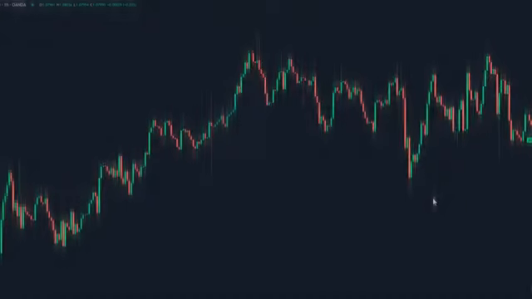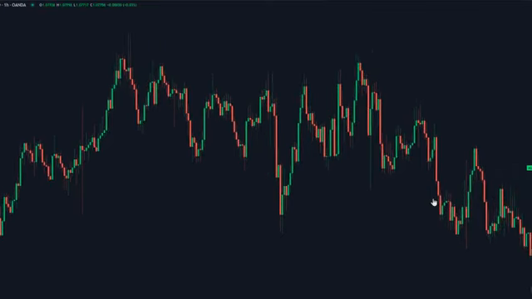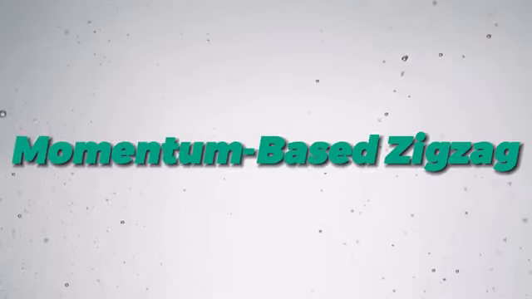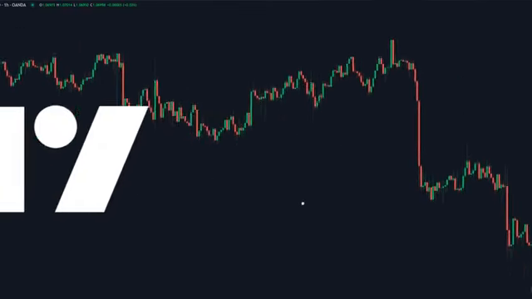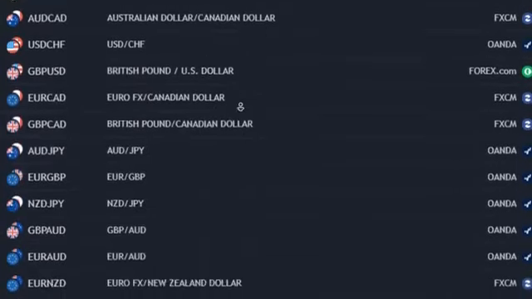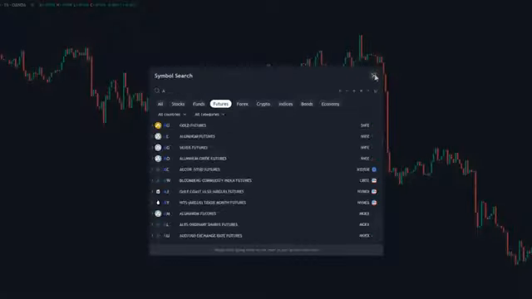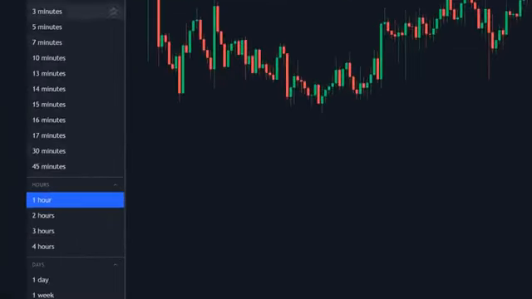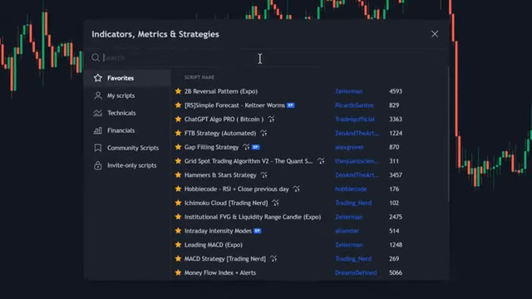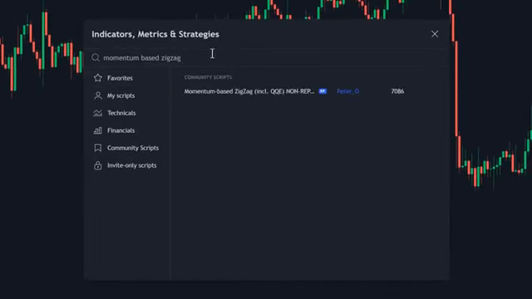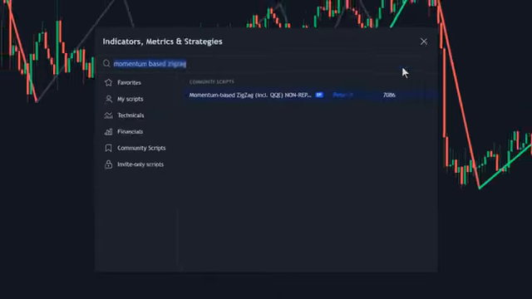Let's get into it. Now, the buy and sell indicator that we're talking about is called momentum-based zigzag. To add it to your chart, you're going to go to TradingView. Then load whatever Forex pair or trading security that you like. For me, I'm going to be using the 1 hour time frame of AUD NZD. Then open the indicator search tab and type in momentum-based zigzag. Select this one by Peter_O.